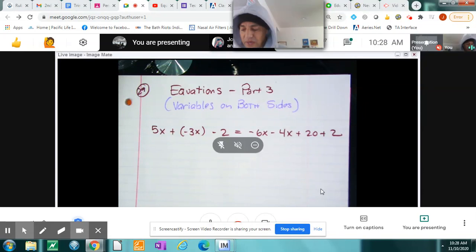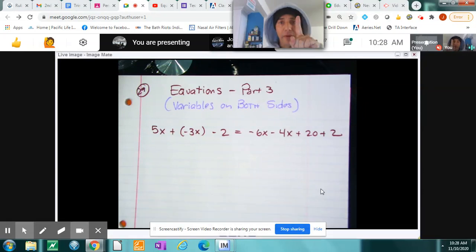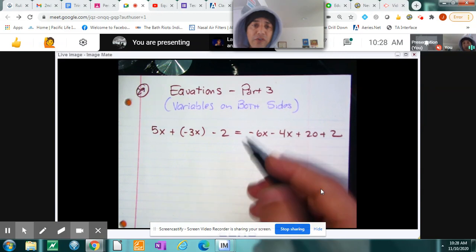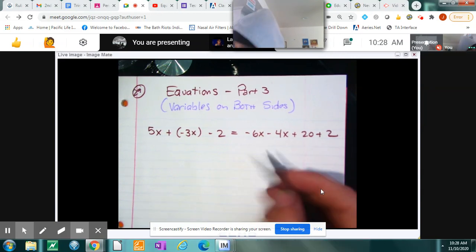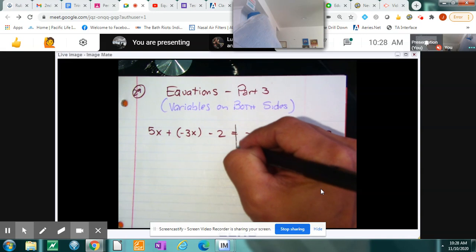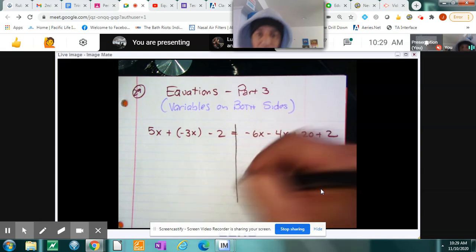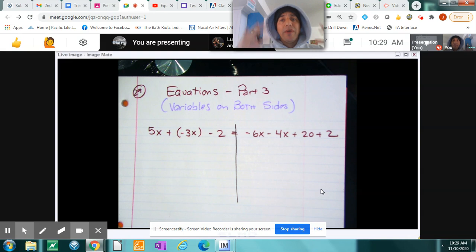All right, cool. So now we're going to do this one problem, but we're going to do it different ways. So what's the first thing I do? Remember? I draw a line down the equal sign. And now I separate them. So now I got to pick one side. Do I do the left side? Do I do the right side? What side do you want me to do?